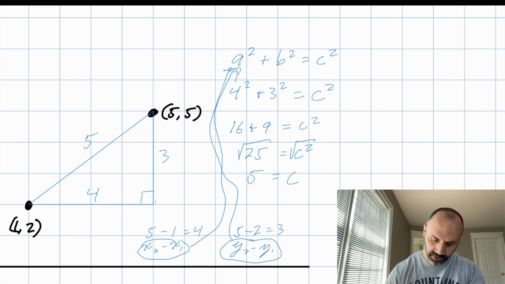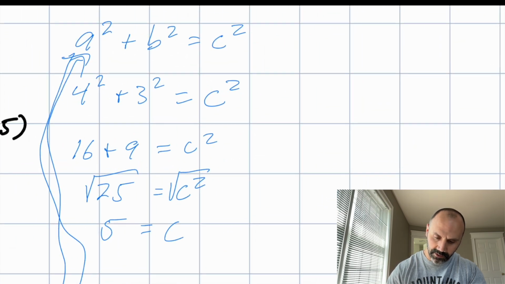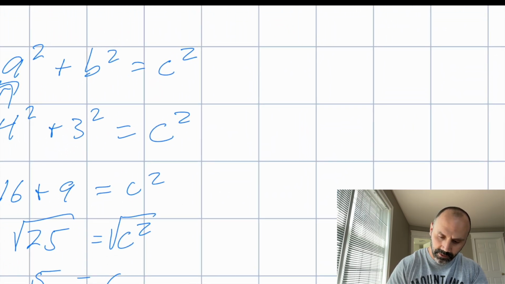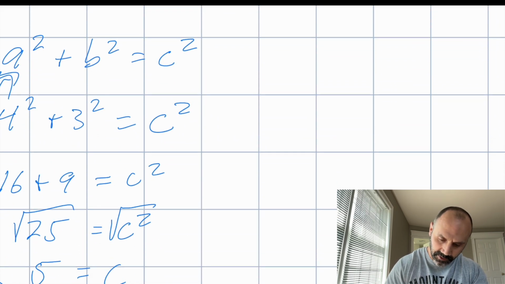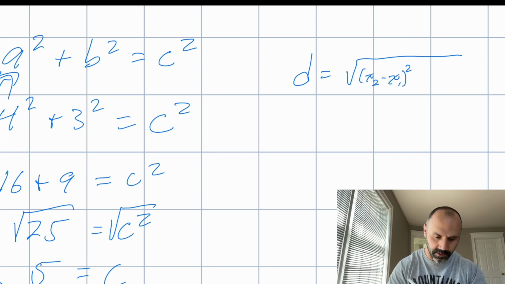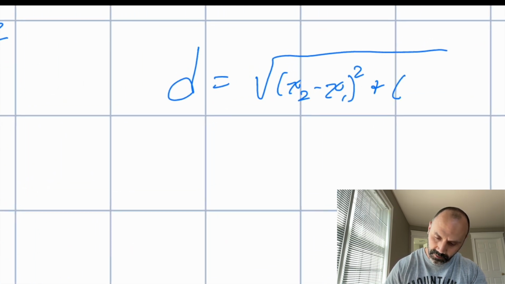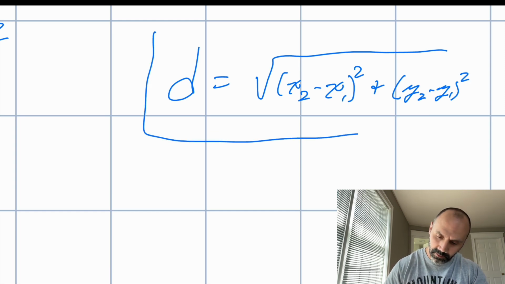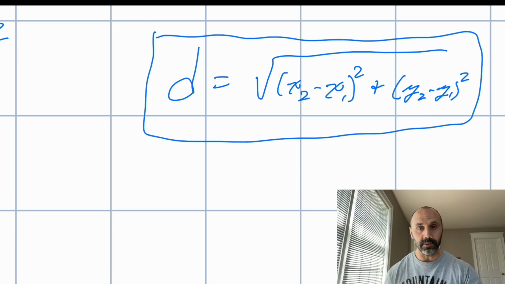And then notice I have to do the square root at the end. So when I generalize this whole thing, I end up with this. The distance between any 2 points is going to be the square root of x2 minus x1 squared, right? Because I end up with the a squared, plus y2 minus y1 squared. So if you're trying to memorize something, that's what the formula looks like.